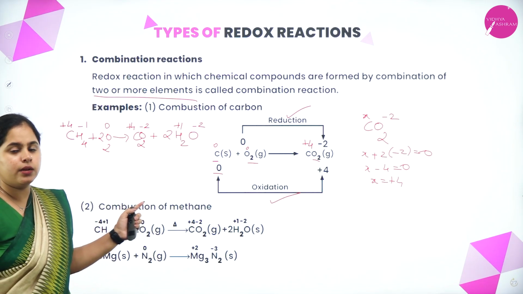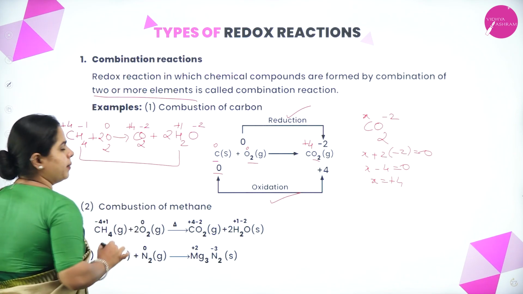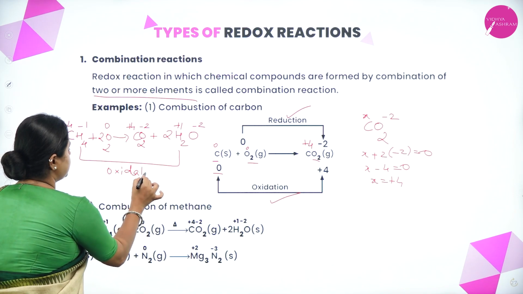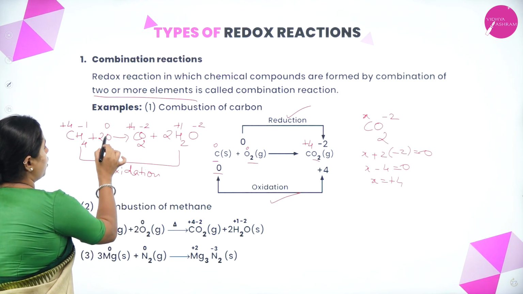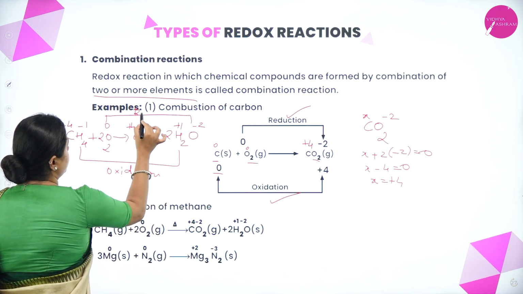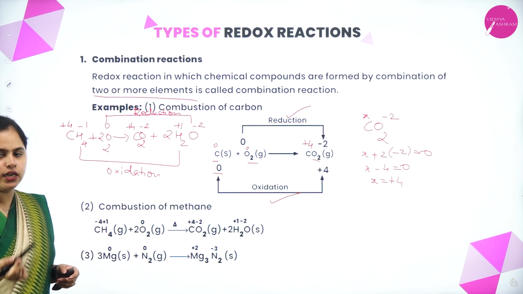So we can see here hydrogen it was -1. It has increased to +1. So what is happening here? Oxidation of hydrogen has taken place. And oxygen it was 0. It has decreased to -1. So here reduction has taken place. So this is how we can determine it.